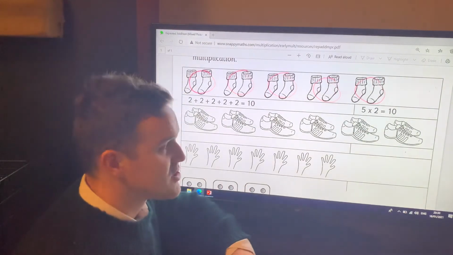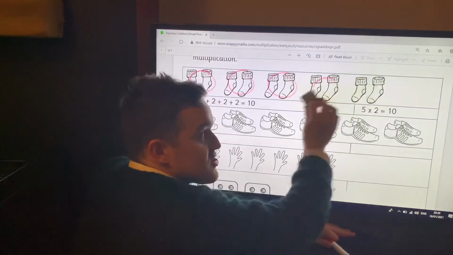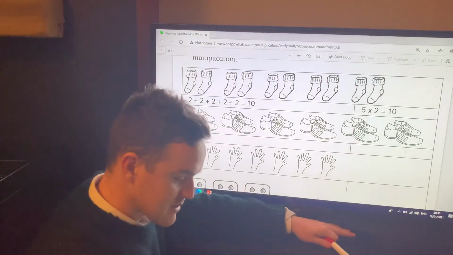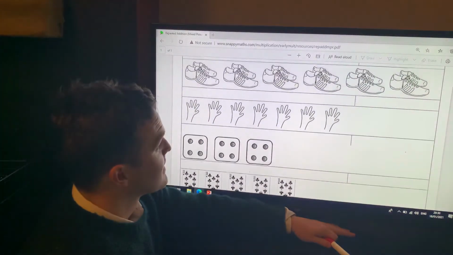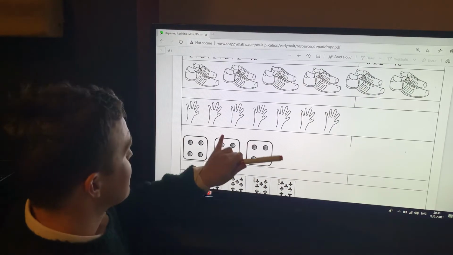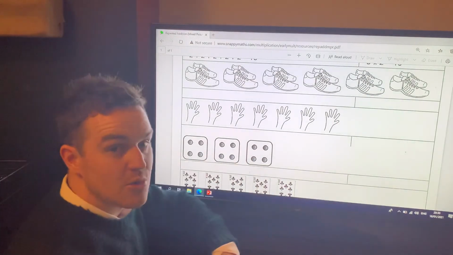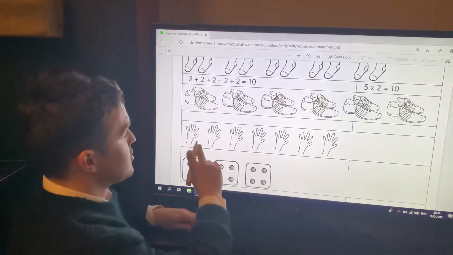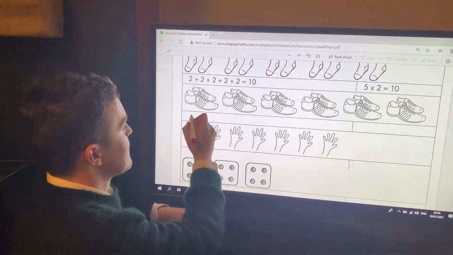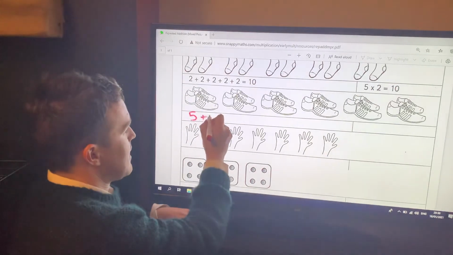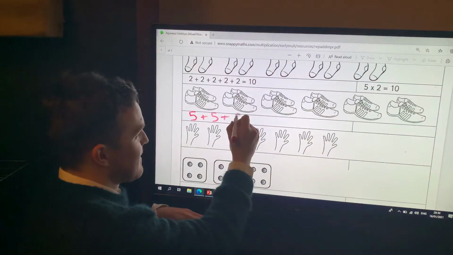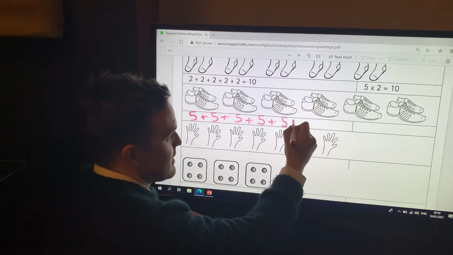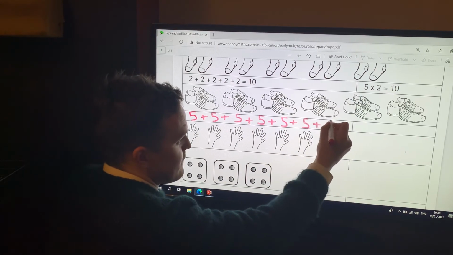Let's try a question where it's not in 2s, because it's not always going to be in 2s. It could be in various things. Let's go for these hands, okay? So I'll do it up here. I've got 5, add 5, add 5, add 5, add 5, add 5, add 5.